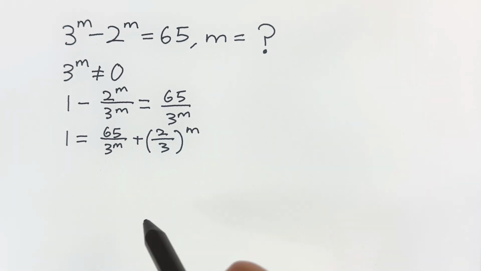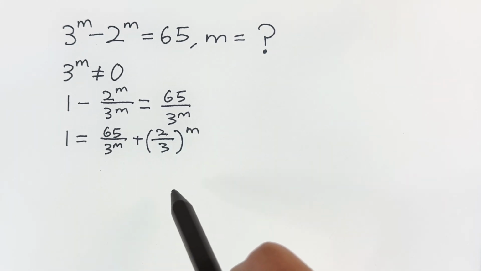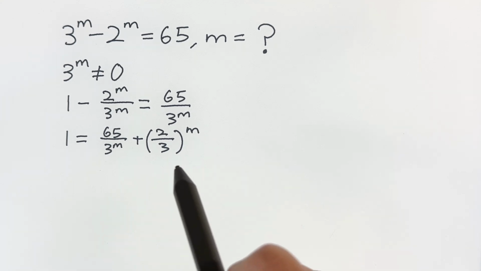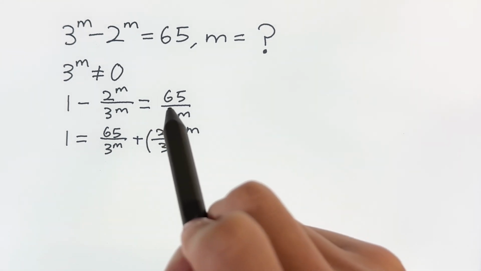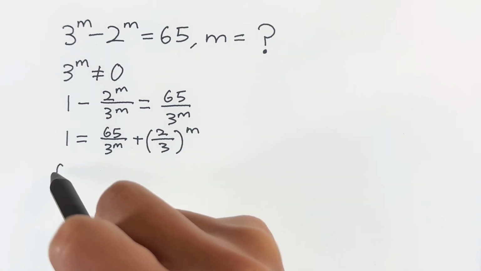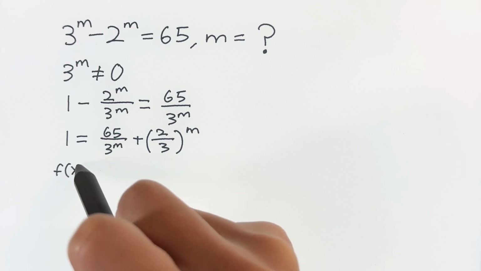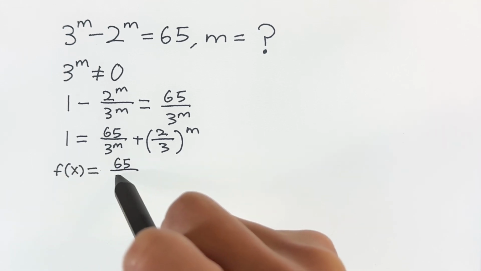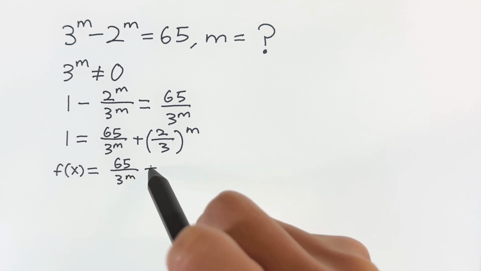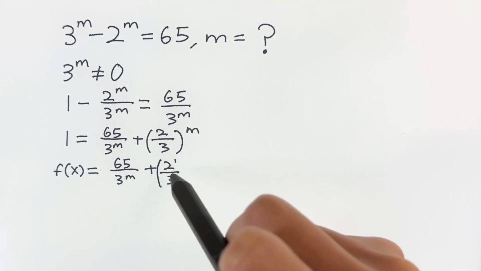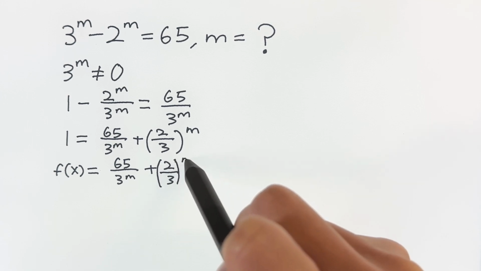Now let's think of this. We can think of this as a function because this will tell us about how many solutions this will have. So instead of just 1, we can have f of x equals 65 over 3 to the power of m plus 2 over 3 to the power of m.